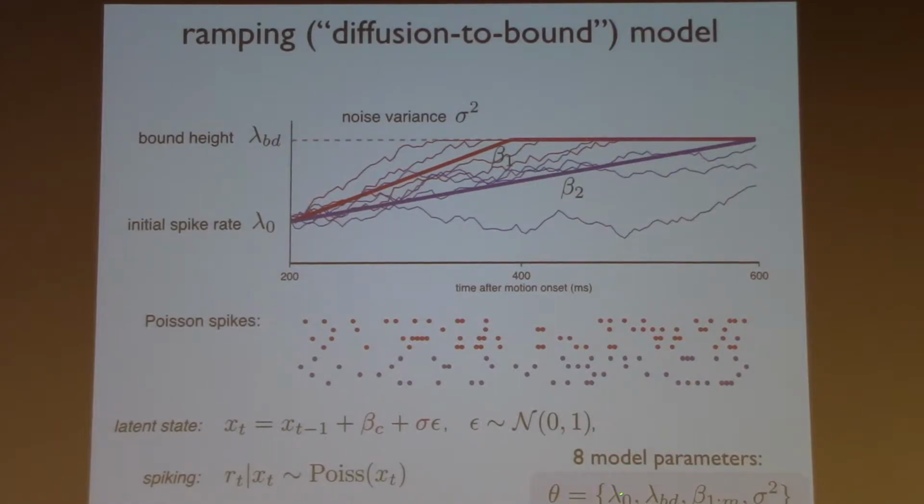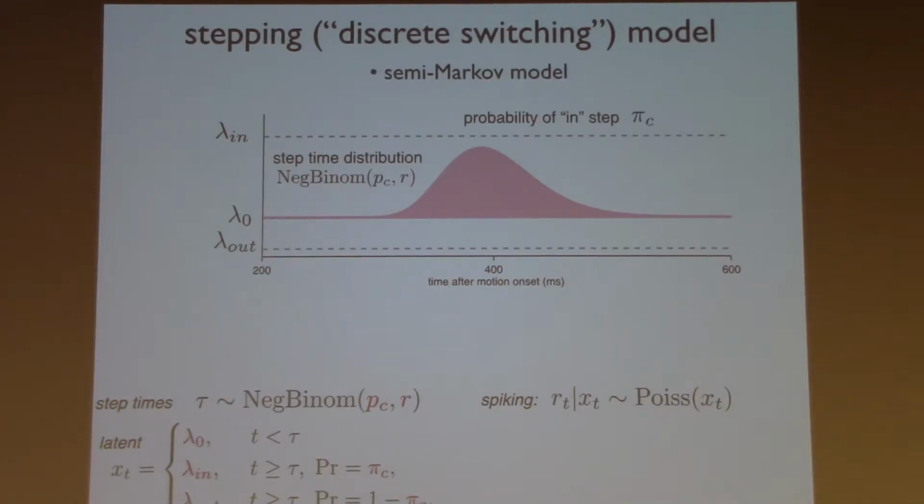It has 8 parameters. There's an initial firing rate and a bound height. There are 5 different slopes, one for each of 5 coarse coherence levels, from strong rightward to strong leftward, and then there's a variance of that Gaussian noise. That's model 1. The stepping model, on the other hand, we parameterized a bit differently.